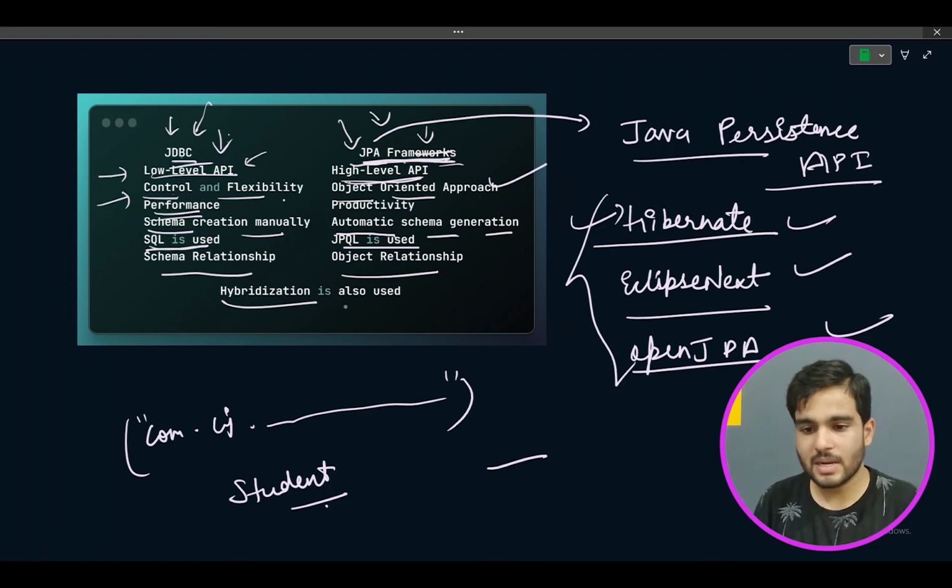And hybridization is also used in companies, as I have already discussed. If companies want to execute advanced queries, then they shift to JDBC, and if they want to execute normal queries or just the CRUD operations, create, retrieve, update, delete, then they use the JPA frameworks. So I hope these things are clear.